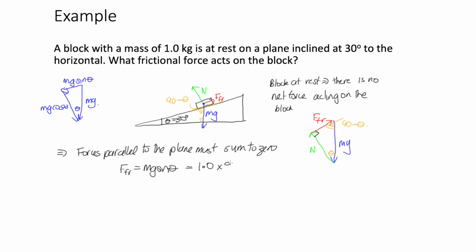This is 1 times 9.8 times sine of 30. And solving this, sine of 30 is a half. So this is 4.9 newtons, and this is up the slope.